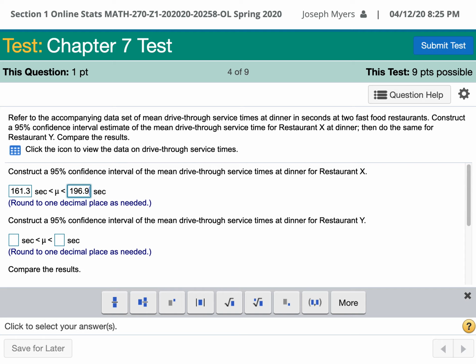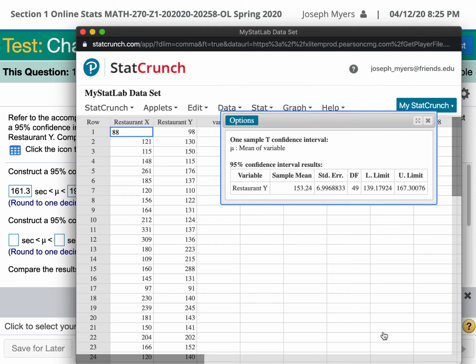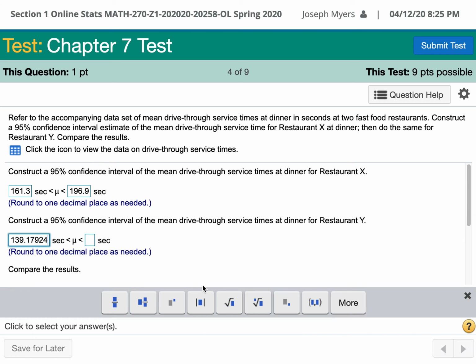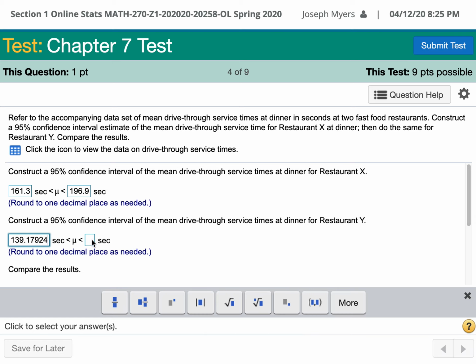Then let's do the same thing for dinner at restaurant Y. So just change the options, choose restaurant Y instead of restaurant X. Then it already has confidence interval selected, so click compute. And then this time the answer is 139.17. And the upper limit is 167, so round it off to 1. So the 0.1 rounds up to 0.2, and the 0.3 stays the same.